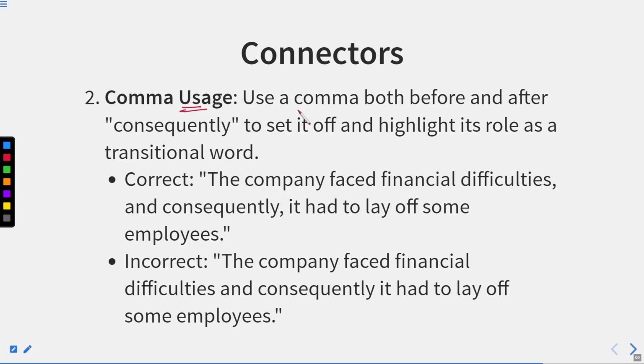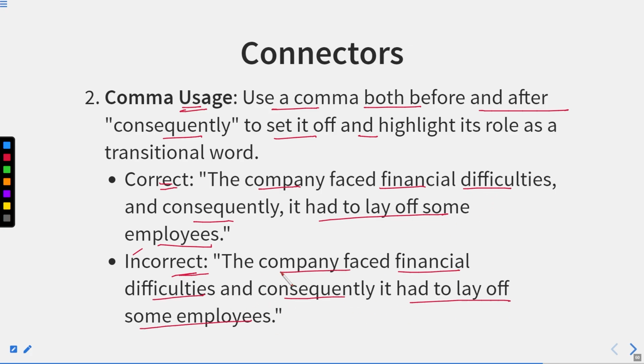Now second one is comma usage. Use a comma both before and after consequently to set it off. Set it off means to separate it from the entire sentence and highlight its role as a transitional word, because it is just transitioning, or you can say transferring, the information to the result. Now the correct sentence will be: the company faced financial difficulties and, consequently, it had to lay off some employees. Okay, lay off means to make them out. Incorrect one: the company faced financial difficulties and consequently it had to lay off some employees. Now here we have not used any comma. However, punctuation errors are not asked in competitive exams, so we can ignore them.